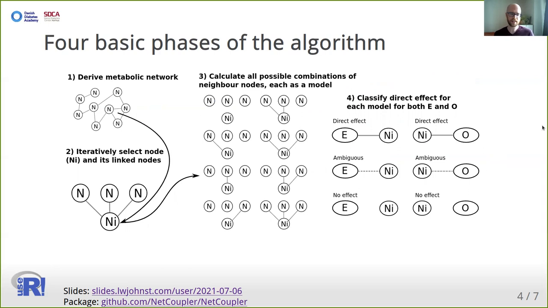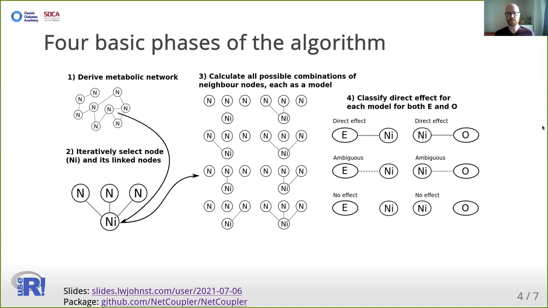And the second phase is then to use that metabolic network structure and iteratively select the metabolic variables within, called nodes, and set each node as an index node and select the neighboring nodes of that index node. So in this case, that would be three neighbors for this index node.